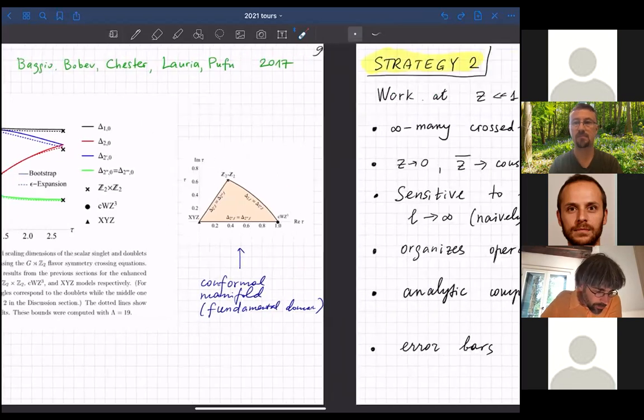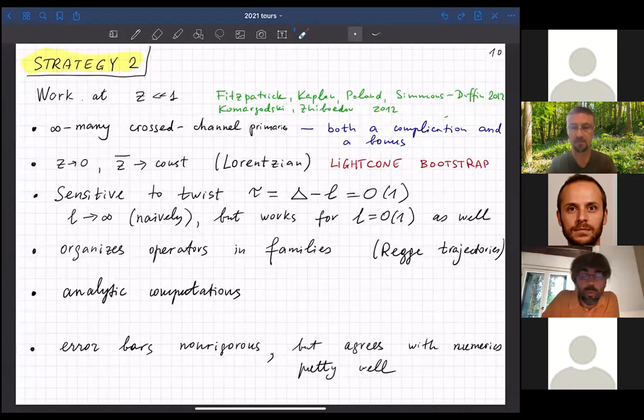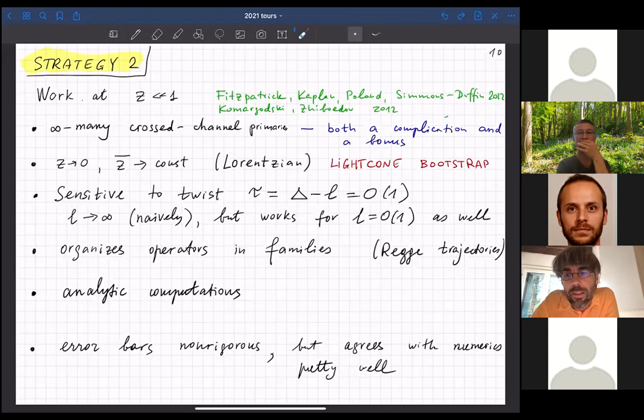Okay, now let me move on to the second strategy. I mentioned that the first strategy to deal with the difficulty that it's hard to connect the cross channel and the direct channel is to work at the midpoint. And there is another strategy, which says I'm actually going to try to do what Polyakov didn't manage to do, which is to connect directly, start from Z small and try to connect to Z large, meaning close to 1. And you will have to deal with infinitely many blocks. But as we will see, this is both a complication and a bonus, because you will learn something about infinitely many primaries of your theory in one go.